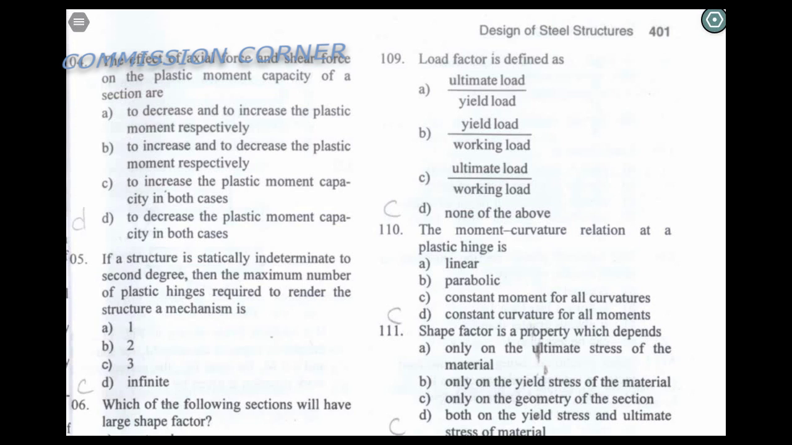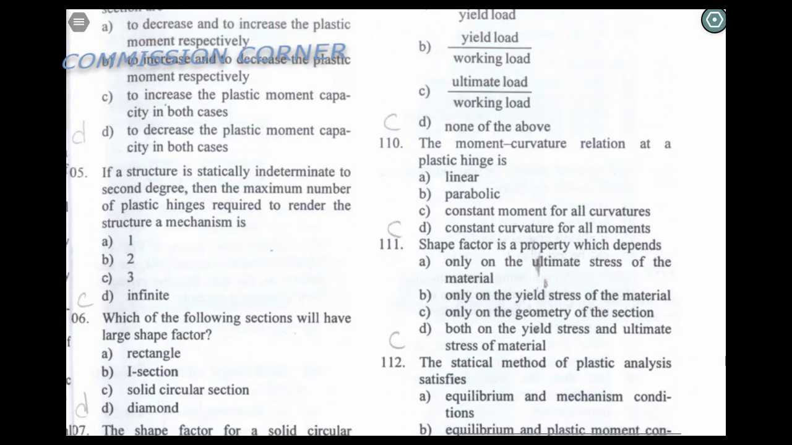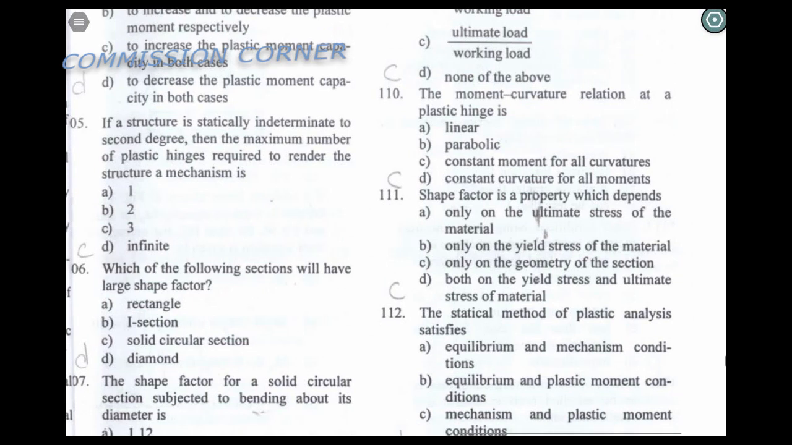Next question number 105. If the structure is statically indeterminate to second degree, then the maximum number of plastic hinges required to render the structure a mechanism is, C is the correct answer. Yes, 3 is the correct answer.